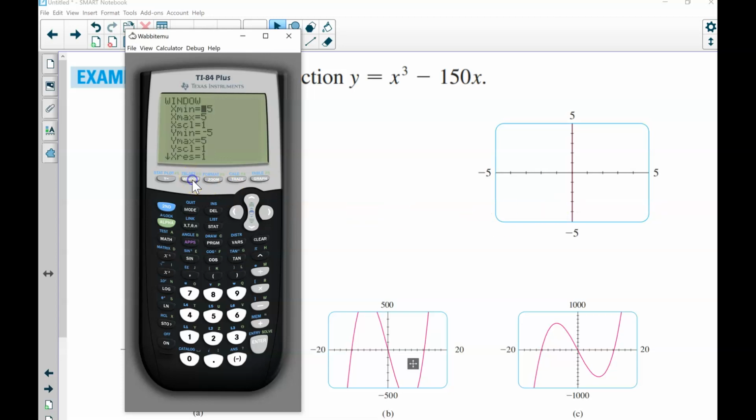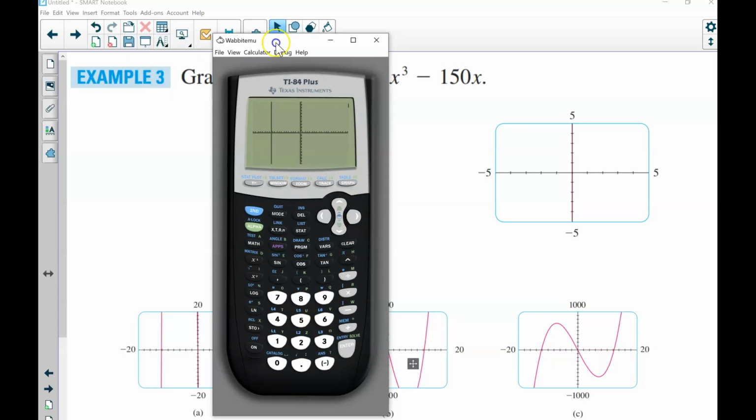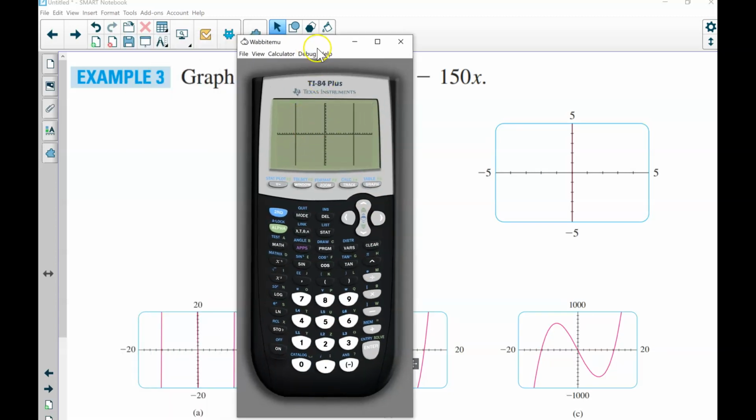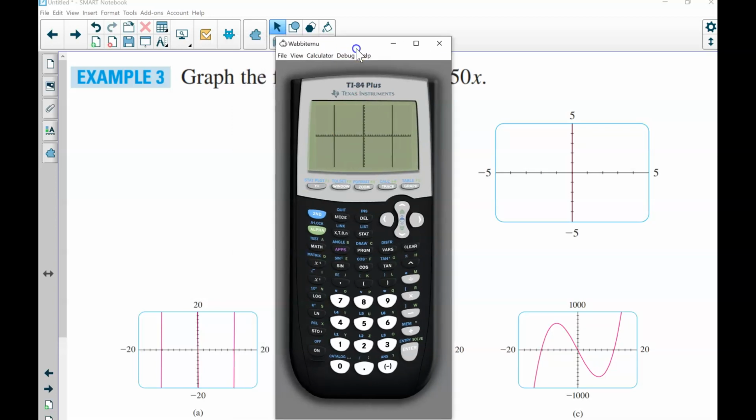So now let's change our window to be -20 to 20, and make this -20 to 20, and let's graph. Okay, well now we get a picture that's shown in this figure down on your bottom left here, and the graph appears to consist of vertical lines, but we know that it can't be correct.